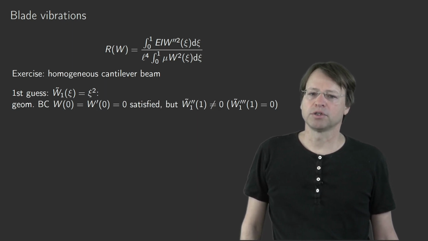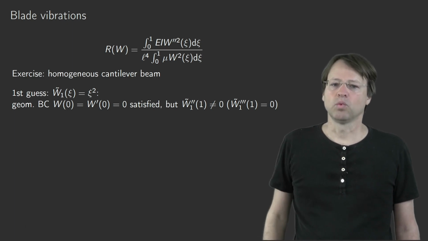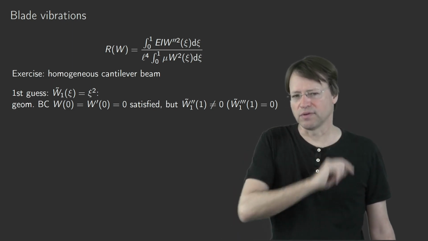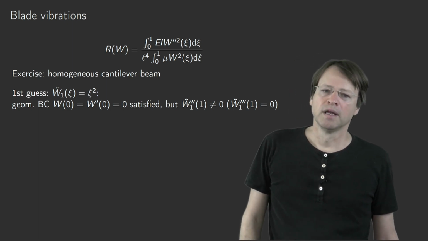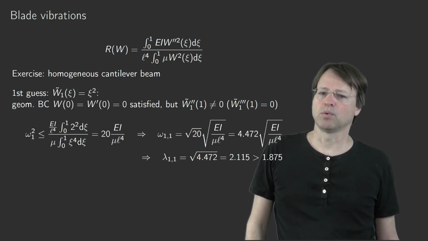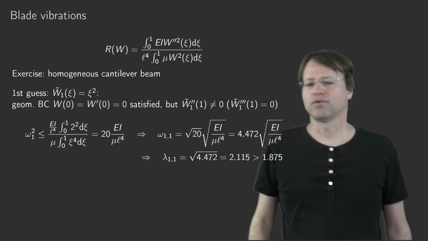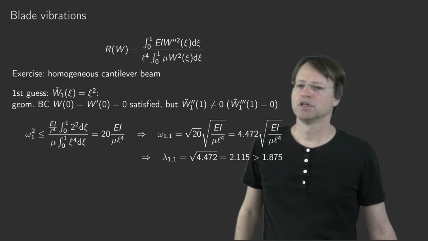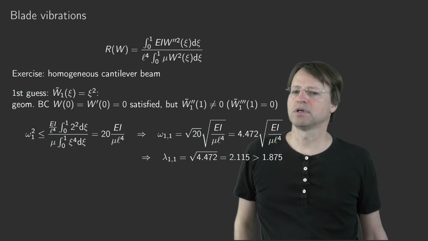The geometric boundary conditions are clearly satisfied. However, we violate here one of the dynamic boundary conditions at the free end, namely the second derivative is clearly non-zero, it's 2. Okay, how good is this? We get omega 1 squared is always less than EI over L to the fourth power, the integral from 0 to 1 of the second derivative, which happens to be 2, squared, so 4, divided by mu, integral 0 to 1, xi to the fourth power d xi.